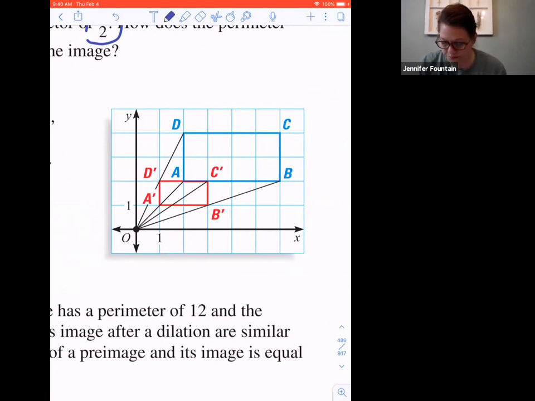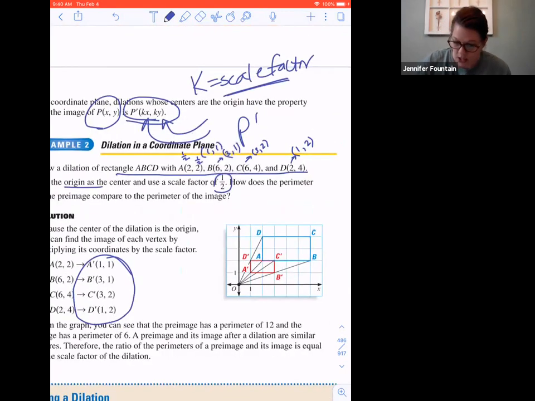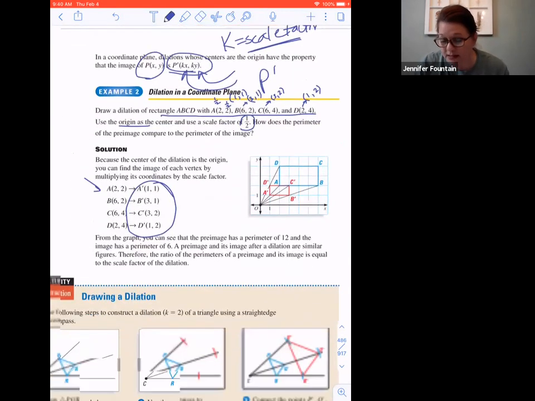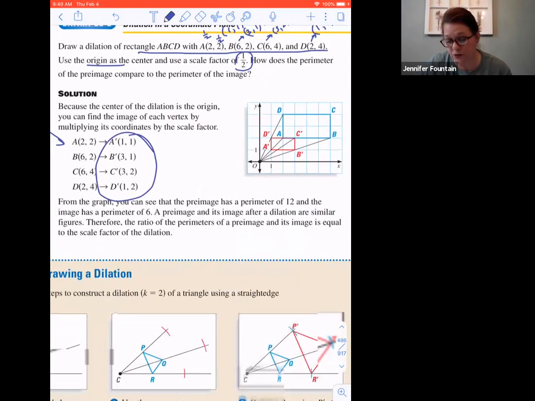Any questions about that? All right, and then it talks about from the graph, you can see that the pre-image has a perimeter of 12 and the image has a perimeter of 6. And again, the perimeter of my smaller one is half of the perimeter of the larger because the scale factor is 1/2. So therefore the ratio of the perimeters of the pre-image and its image equal the scale factor of the dilation.